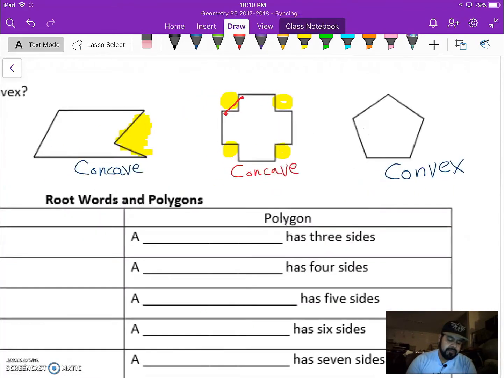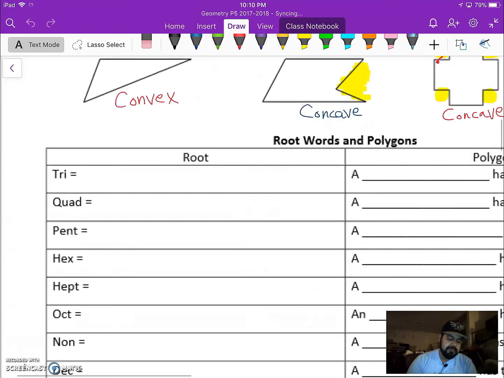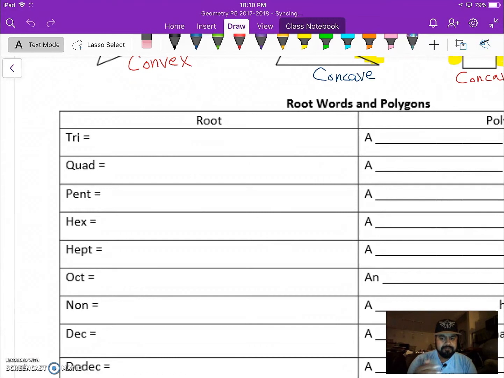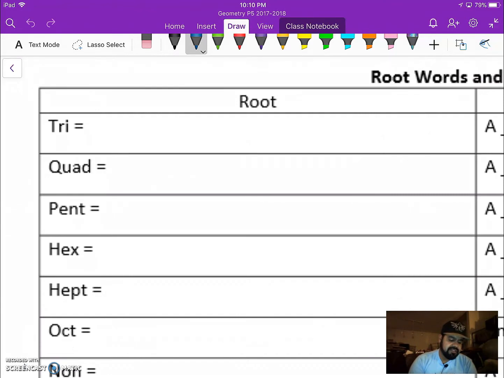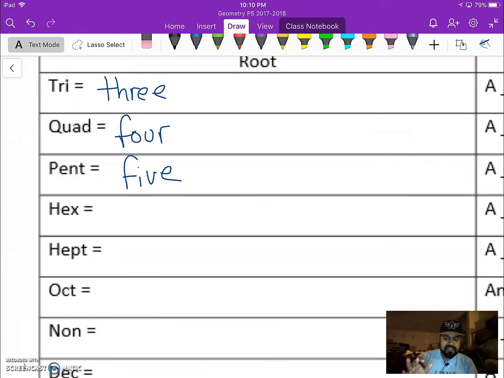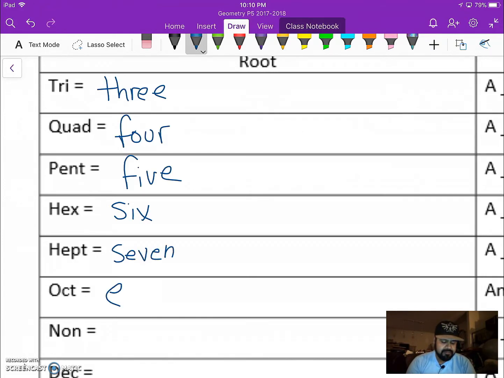Now right over here on our chart, we have the root words. Since Euclid was a Greek mathematician, most of our prefixes are in Greek. So tri, you should know, is 3. Quad is 4. Pent is 5. In case you're curious, a penthouse is considered the highest level of a hotel. Think about it, it's a 5-star. That's why it's called a penthouse. Then you have hex, which is 6. Hept, 7. Oct, we have 8.